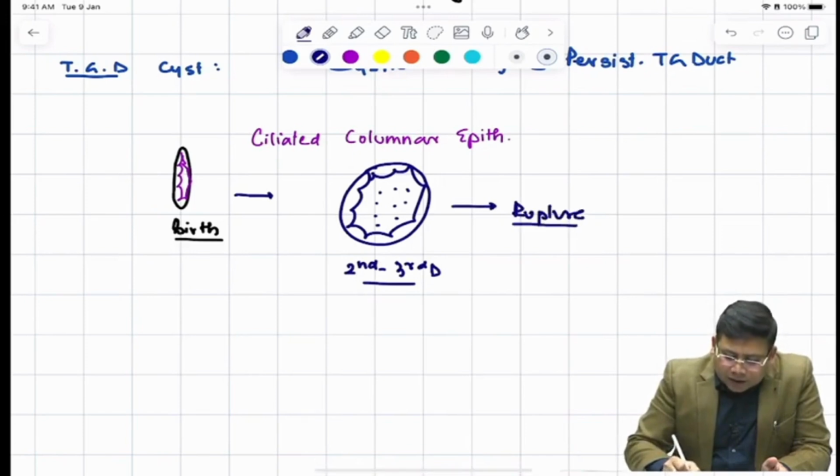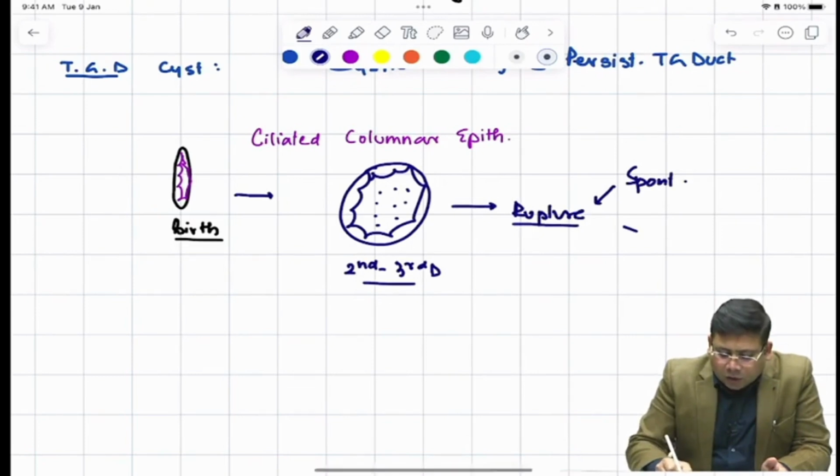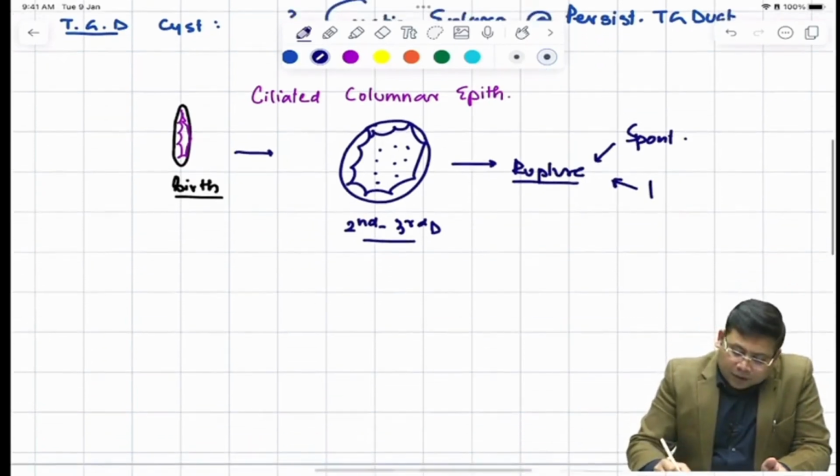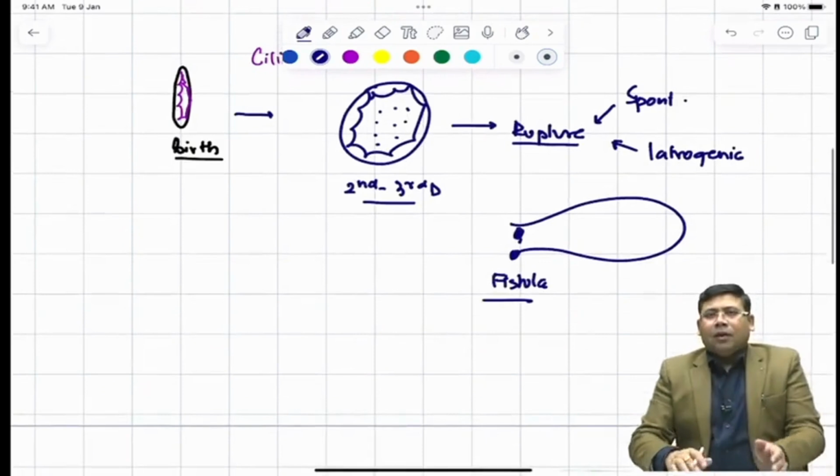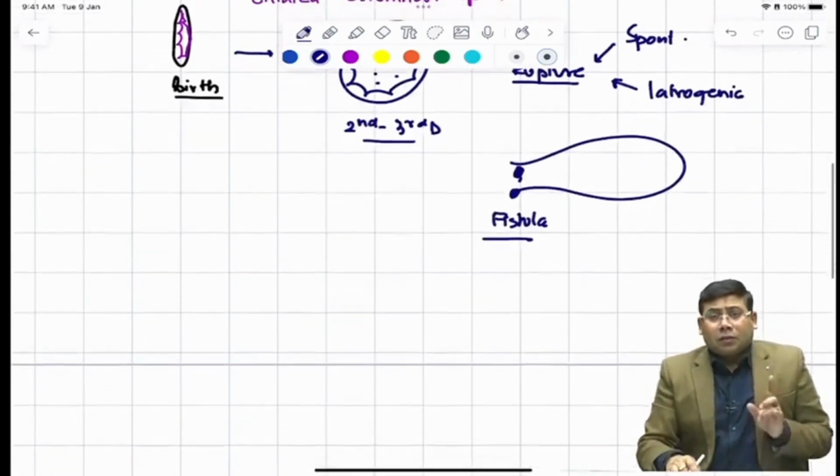Over time, if you don't treat this patient, rupture has to happen. Either the rupture will be spontaneous, or it is iatrogenic. The moment you rupture it, you land up with what, students? A fistula. And this is very important: the cyst is congenital, but the fistula is always acquired.